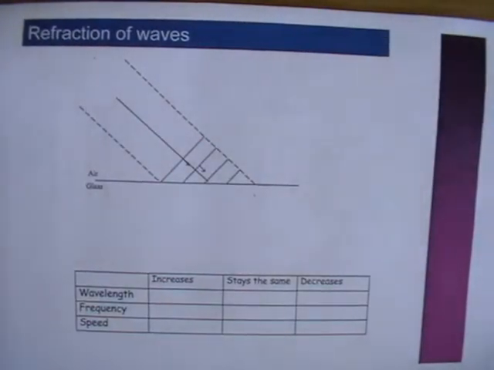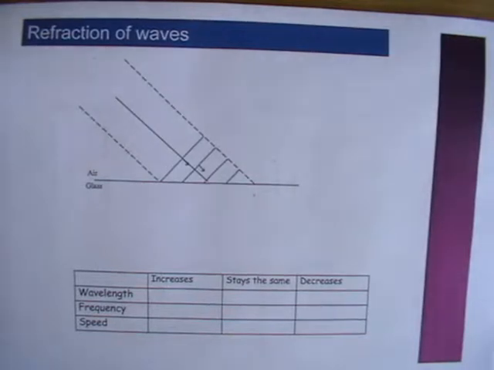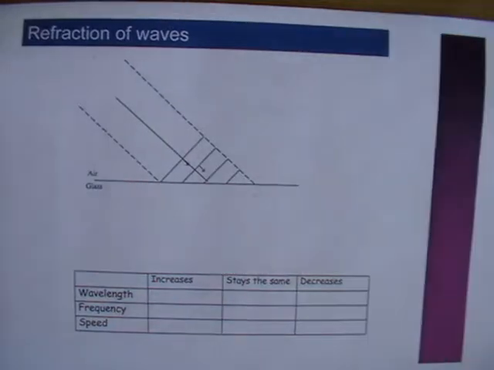The next diagram that you might be asked to complete is a refraction diagram. A refraction diagram is whenever waves are bent as they pass into a different medium. Now I've drawn this for light, and I suppose I should have gone back just to show you back here.